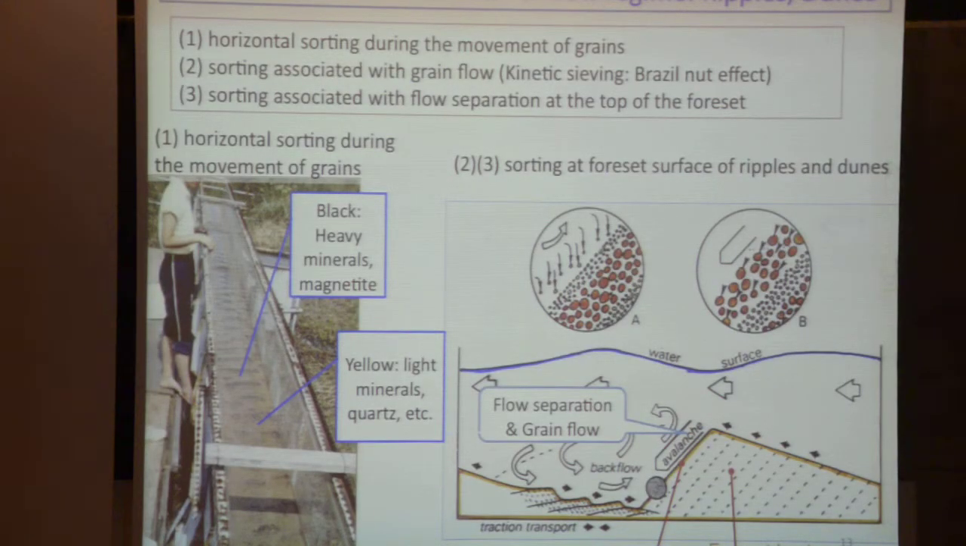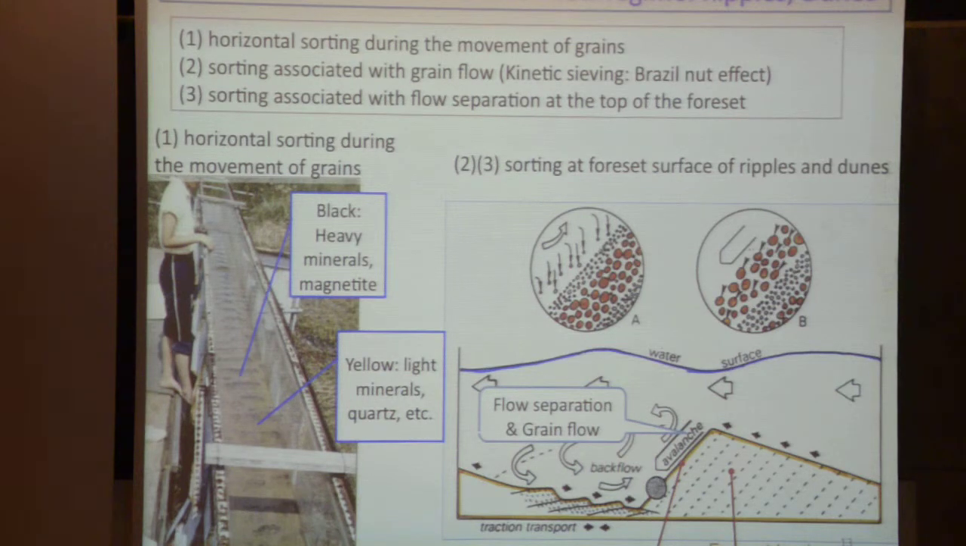So in the lower flow regime, for ripples and dunes, lamination is the result of these three phenomena. First is horizontal sorting during the movement of grains, second is sorting associated with grain flow, and third, sorting associated with flow separation at the top of the foreset.